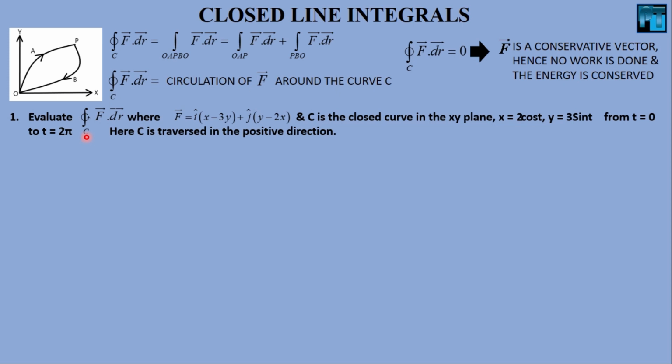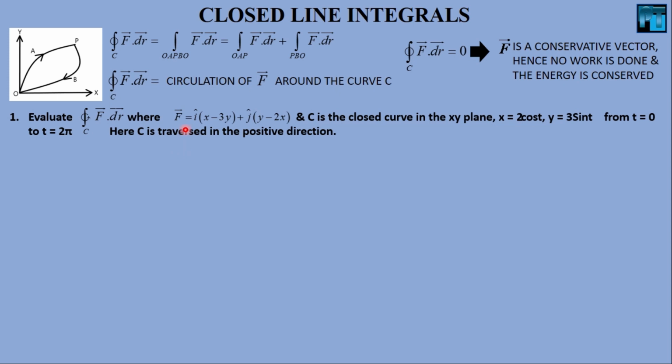And if there is no such arrow mark like positive or anti-clockwise, then the general notation is like this one. This is already a positive one. If there is a clockwise direction curve, then that will be shown like this.